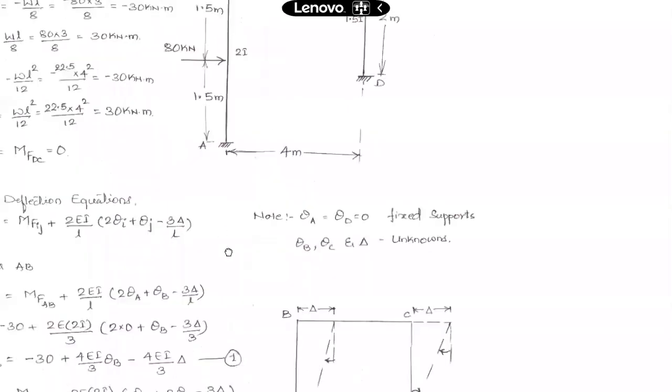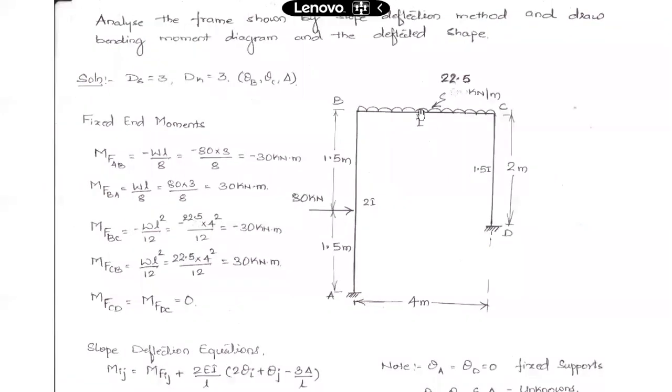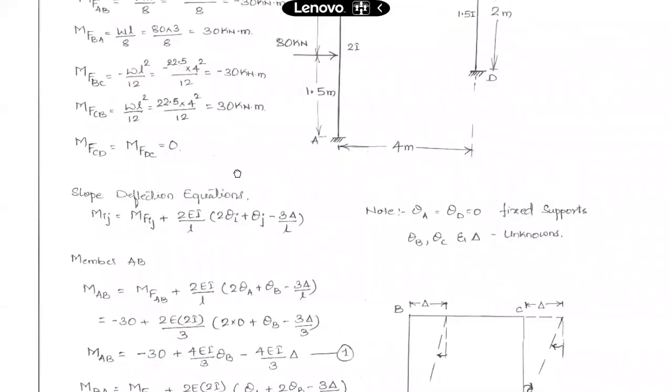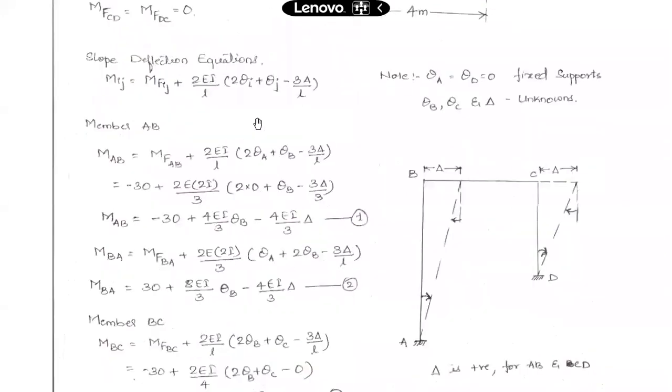I told you the fixed end moments, and they have been calculated. For this 22.5 kilonewton per meter UDL intensity, you come across fixed end moments of minus 30 and plus 30 on this member BC. That is the fixed end moment that has been corrected. Now, slope deflection equations we have written.